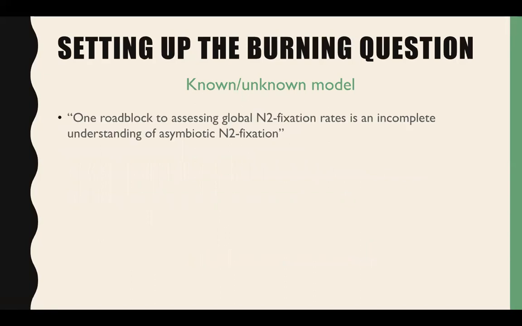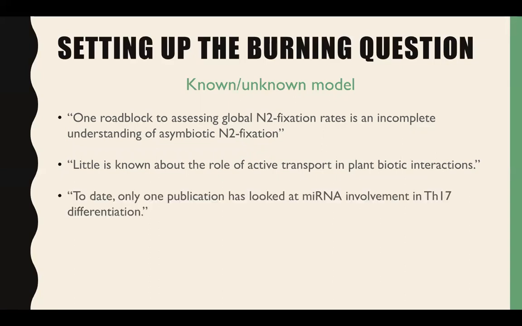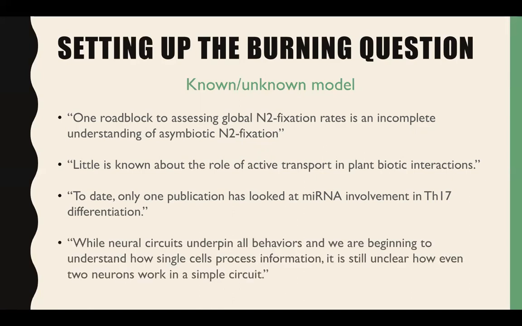I have a couple examples of setting up the burning question using this model. I've just taken the quote from what is unknown, but these are some examples. One roadblock to accessing global nitrogen fixation rates is the incomplete understanding of asymbiotic nitrogen fixation. Don't you just want to figure out what's happening there? Little is known about the role of active transport in plant-biotic interactions. To date, only 1 publication has looked at mRNA involvement in Th17 differentiation. While neural circuits underpin all behaviors and we're beginning to understand how single cells process information, it's still unclear how even 2 neurons work in a simple circuit. So I think these are all examples where they make a strong case for why their research is necessary, and you should follow this model when you're setting up your questions.